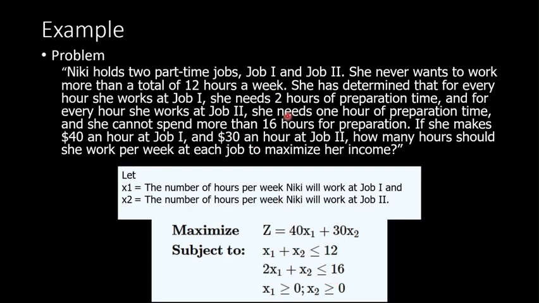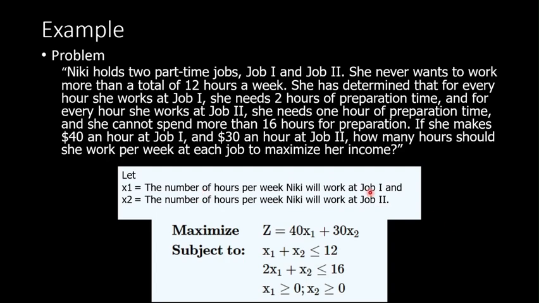We are dealing with time. Time cannot be negative, so x1 and x2 must be non-negative. Mathematically, this means x1 must be bigger than or equal to 0, and x2 must be bigger than or equal to 0. Now we have converted the real life problem into a mathematical model.